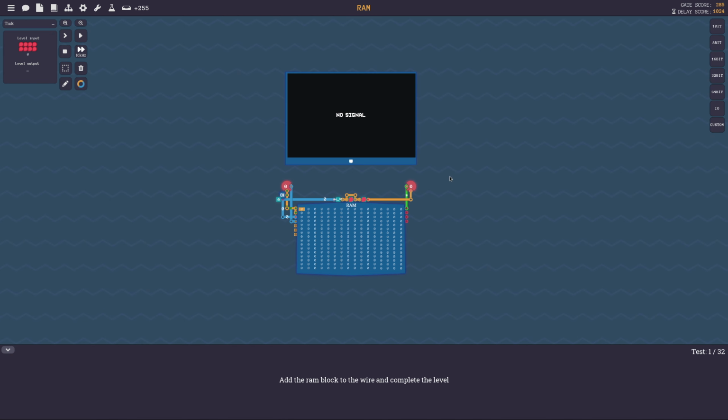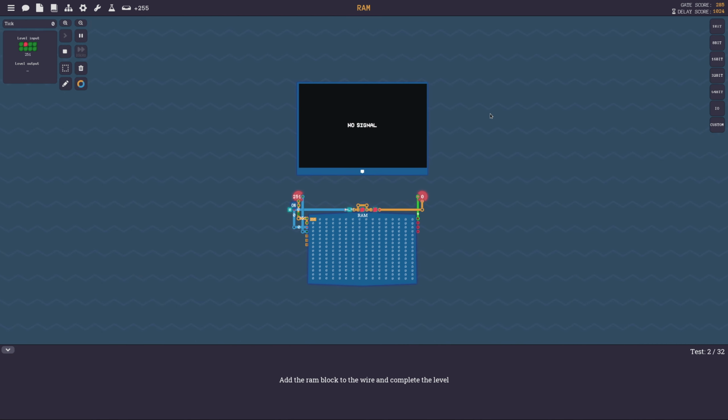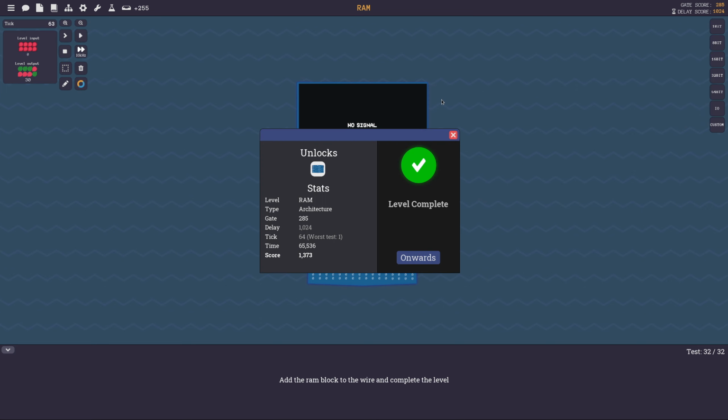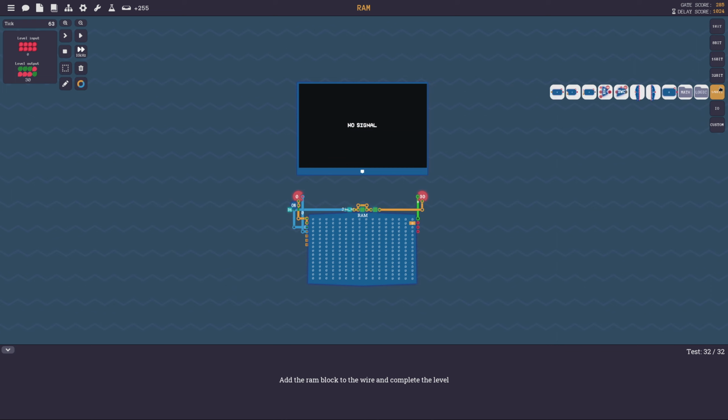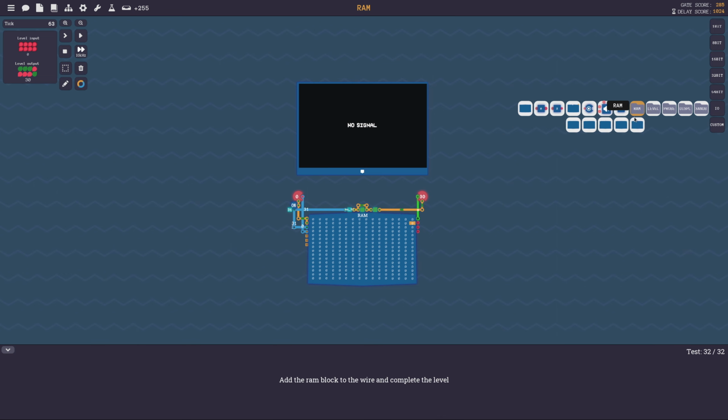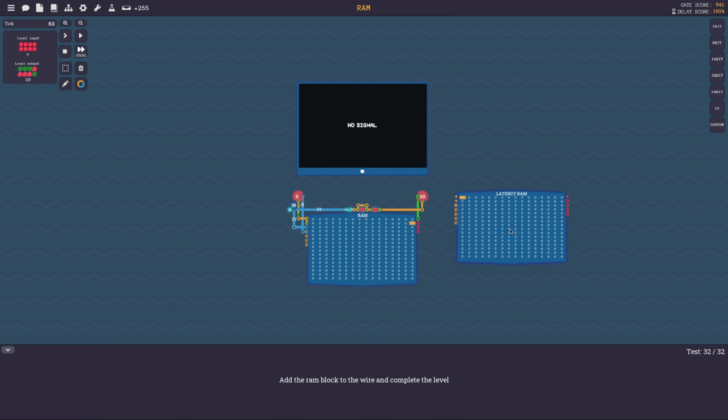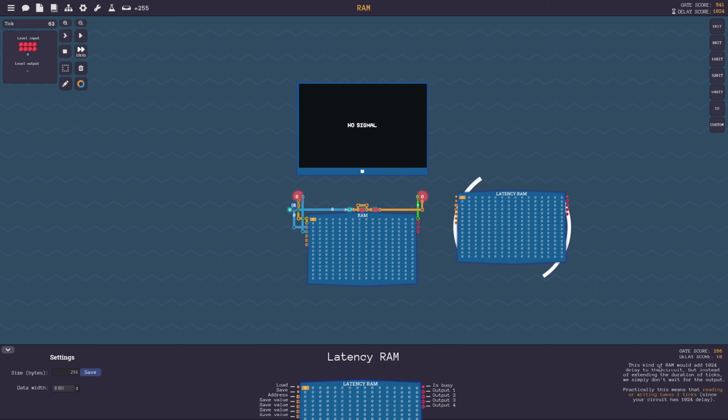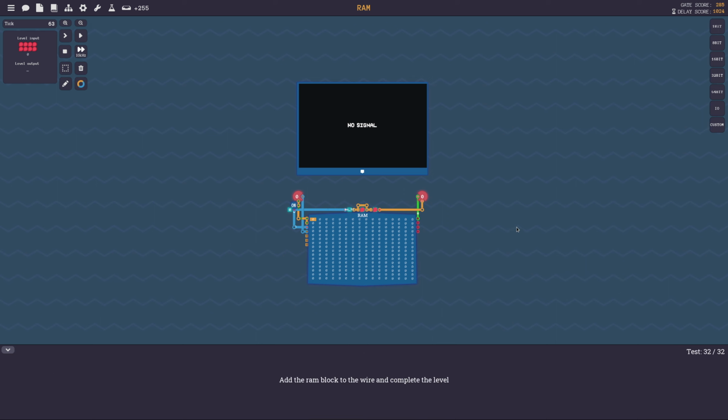So let's run this and see what kind of score we get. Come on. Is this even any better? I mean, a little bit. I think it was 2K, and now we have 1373. But it's probably going to be an interesting challenge for the future to try to use latency RAM or something. Yeah, but I'll leave that for later.